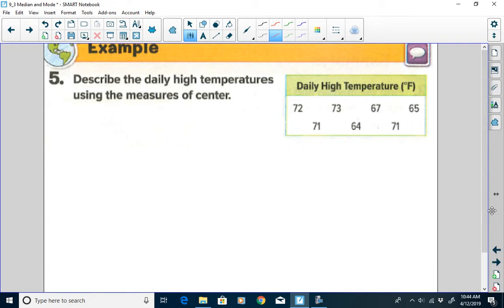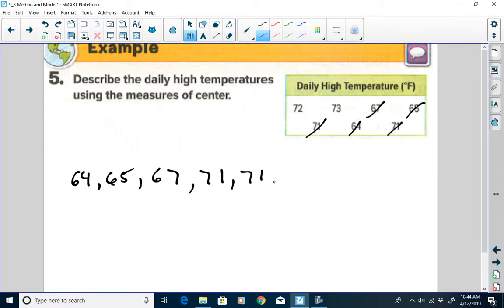Describe the daily high temperatures using the measures of center. This is an example that I like for my students to try on their own, so you can either stop the video and try it, but I'll go through the example with you. Measures of center, we want to arrange from least to greatest. So 64 would be the least, then a 65, then a 67, then 71, 71, then a 72, and then a 73.